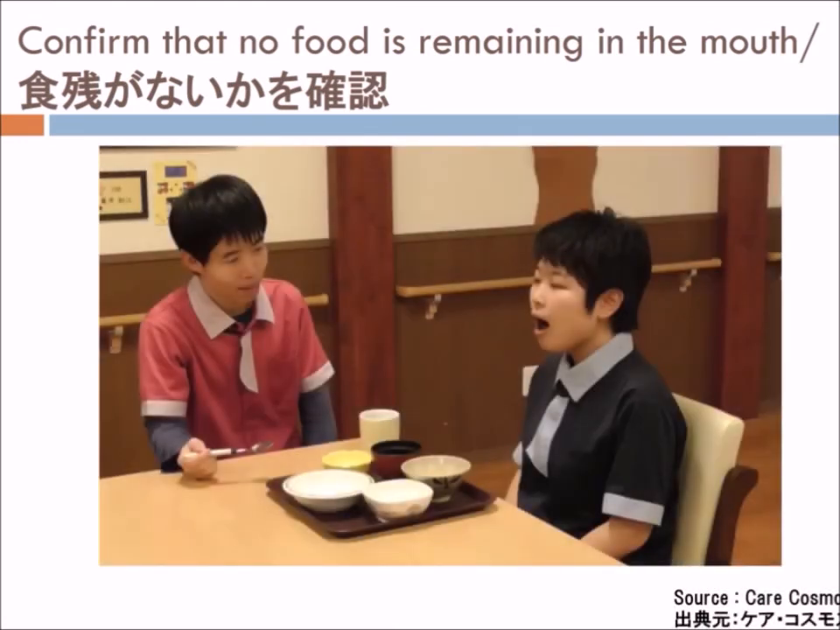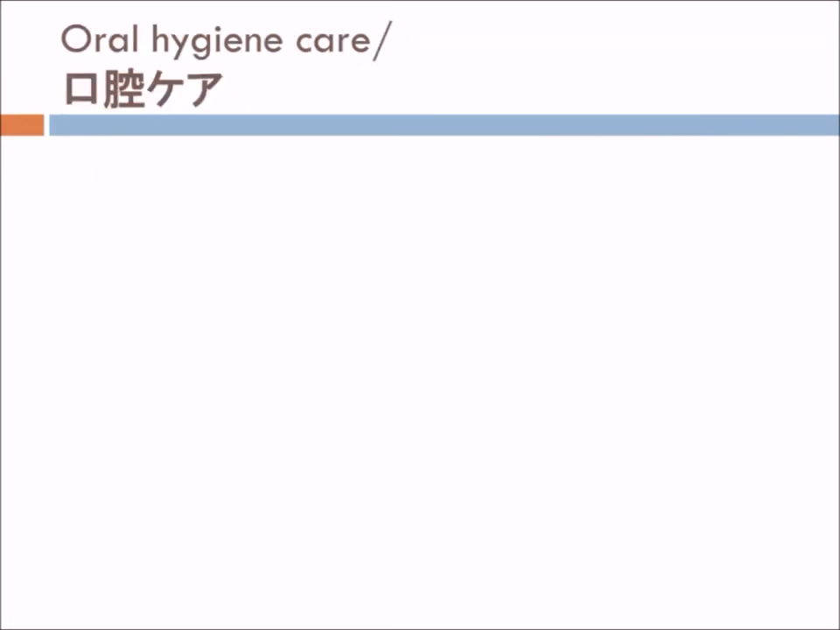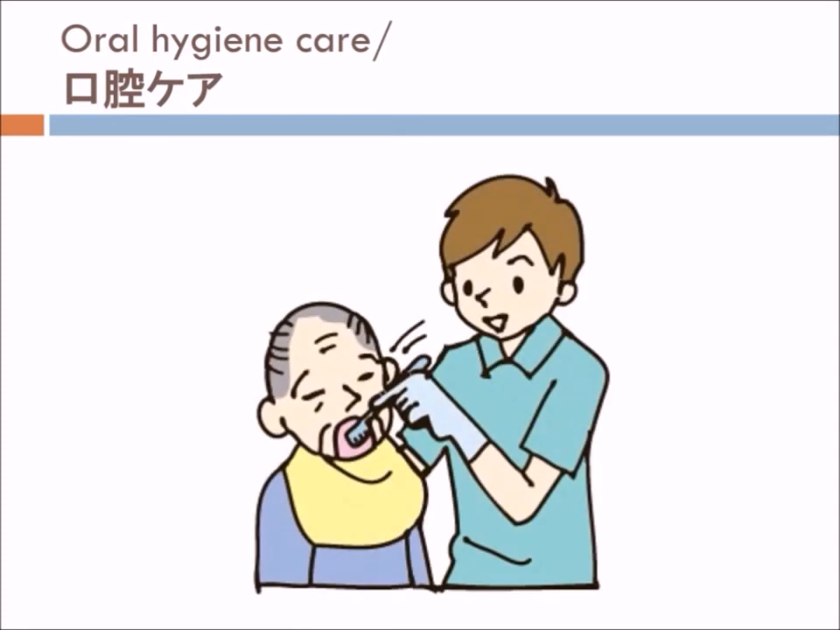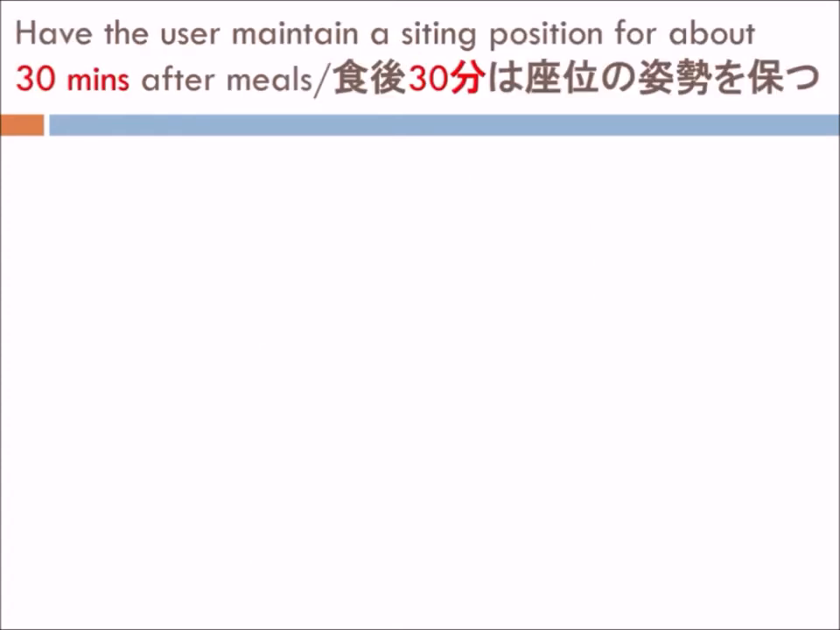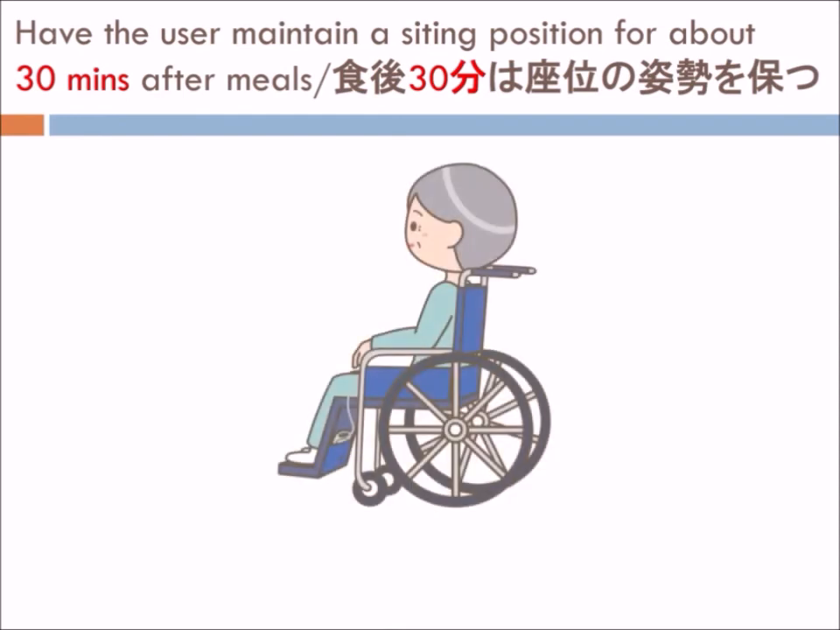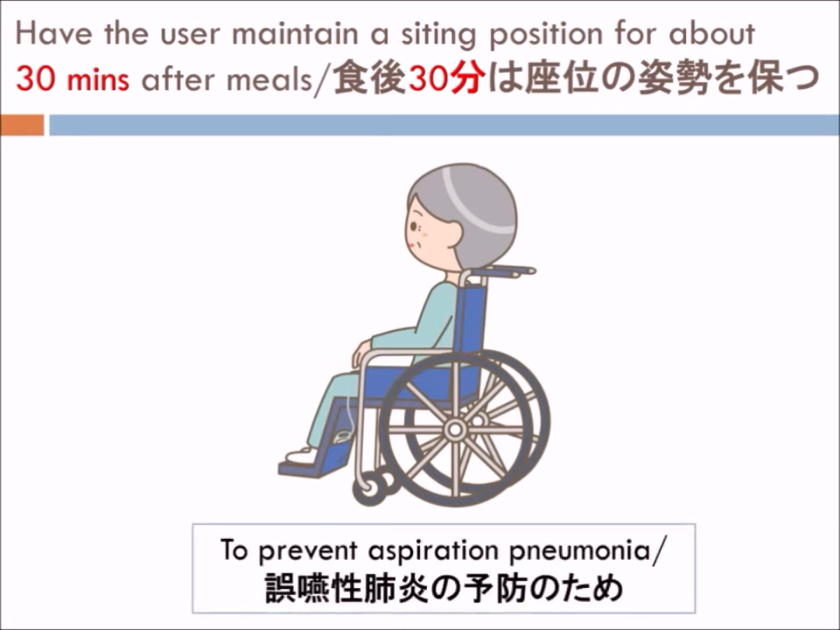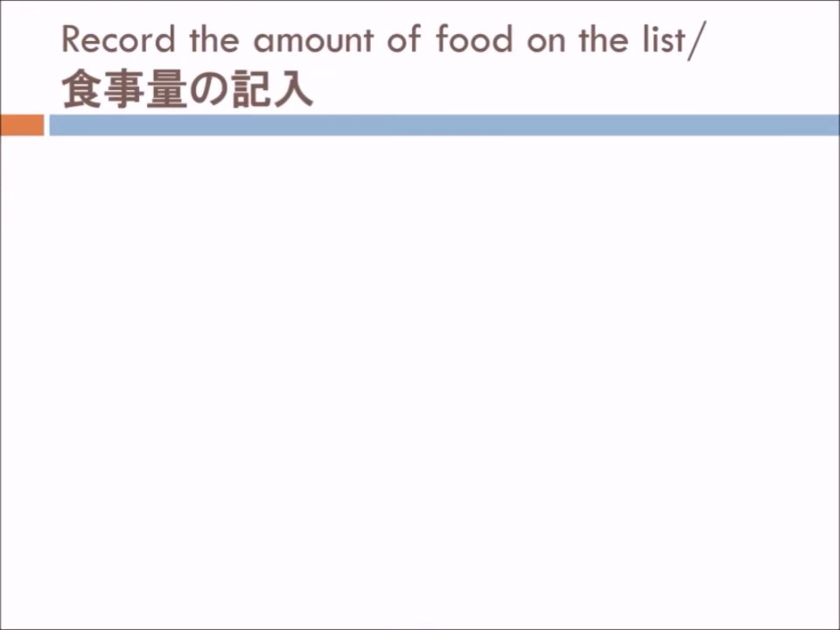Confirm that no food is remaining in the mouth. Ask the user to confirm that she is done with the meal. Then confirm that no food is remaining in the mouth. Oral hygiene care. After eating, oral hygiene care like gargling throat, brushing teeth, cleaning the dentures. Have the user maintain a sitting position for about 30 minutes after meals to prevent aspiration pneumonia. Record the amount of food on the list.